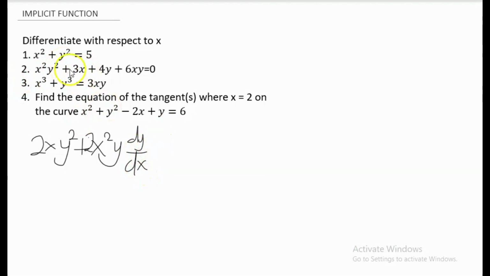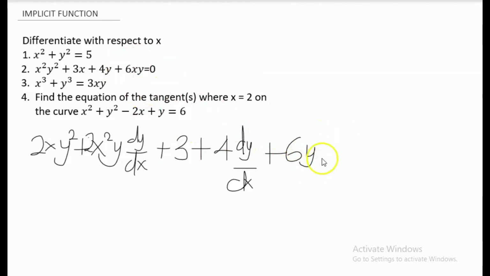So now let's go over to the next one. We have plus 3x. Now we're going to differentiate this normally, so this is going to be 3. Then we're differentiating 4y. So that will be 4, but with dy dx. Now we're going to differentiate 6xy. With respect to x, you can look at it as just 6x, so that's going to be 6, but don't forget your y. Now we're not adding any dy dx because we were differentiating with respect to just x.